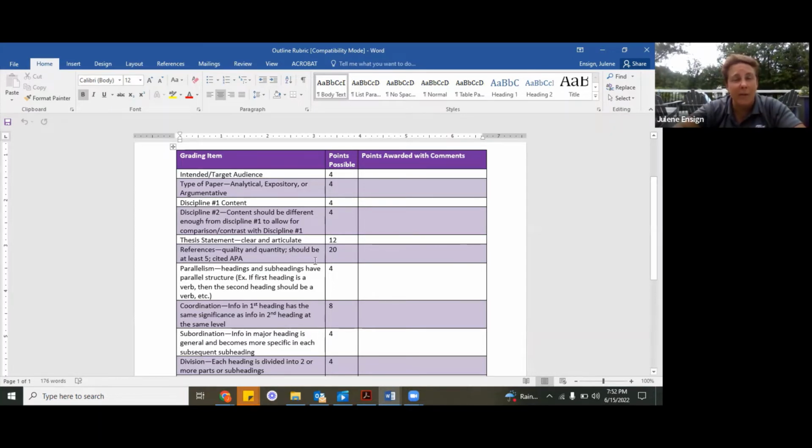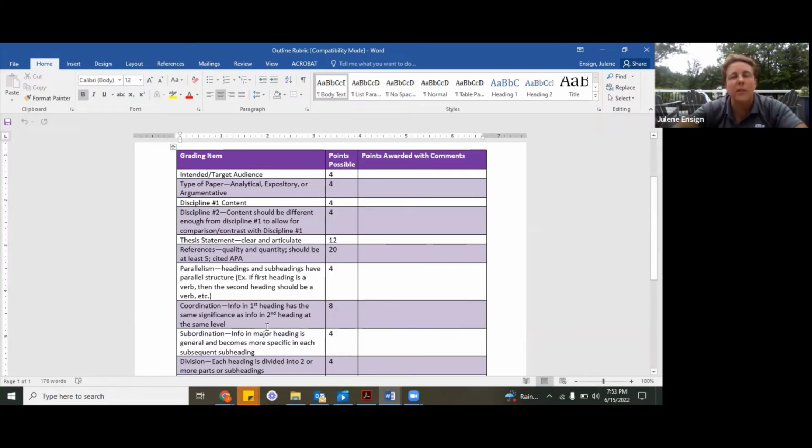References, you need at least 5 in the outline. Parallelism, I'm looking for headings and subheadings that have parallel structure. So when we're starting content, starting with an adjective, all of it should start with an adjective, or all of it starts with a verb. That's what I'm looking for.